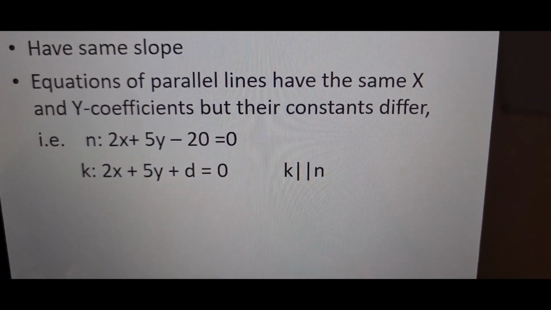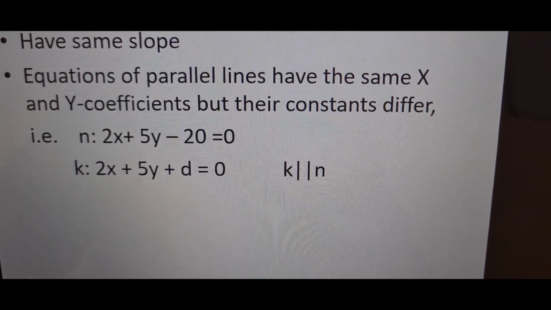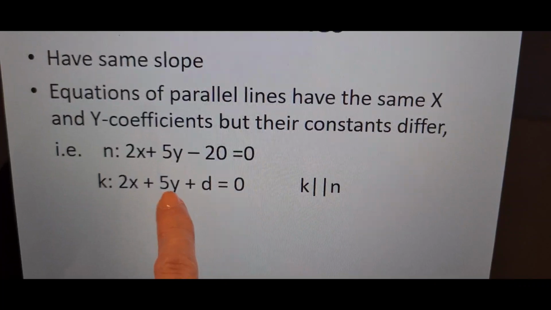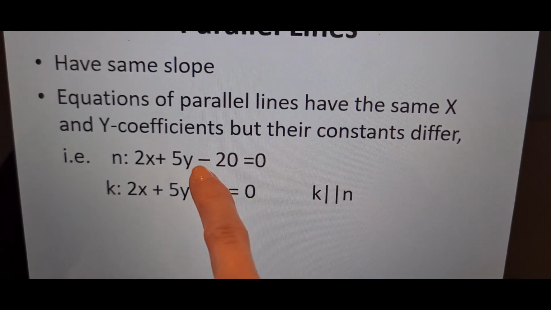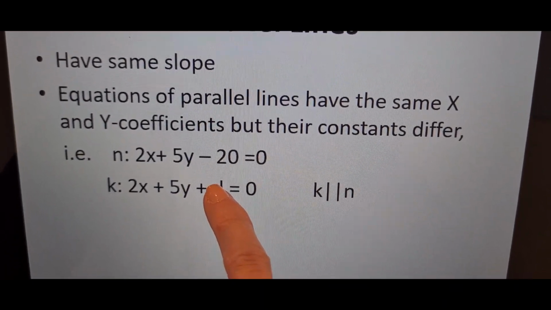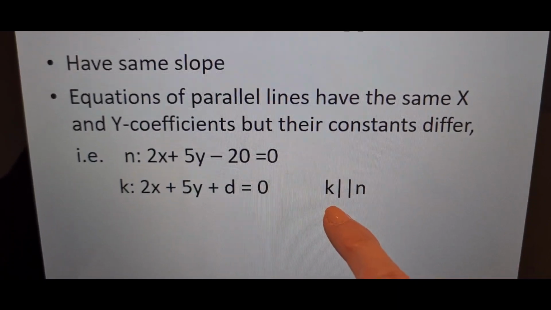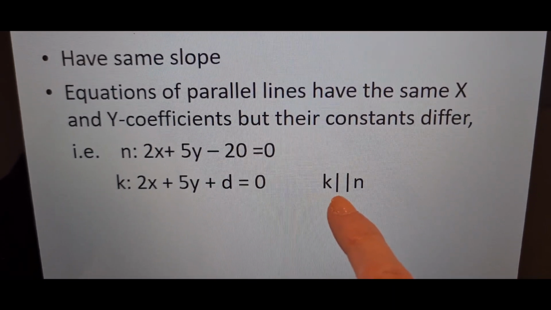Okay, so if you have another line that is parallel to the line n, well, it'll have the same x and y coefficients. So you can see here it has the same x coefficient, the same y coefficient. All that will be different is that the constant at the end will be different. So here it's minus 20. Here we just don't know what it is yet. It's called d. Okay? The symbol for parallel is those two little vertical lines. So k, the line k is parallel to the line n. It just spares us having to write the words is parallel to.